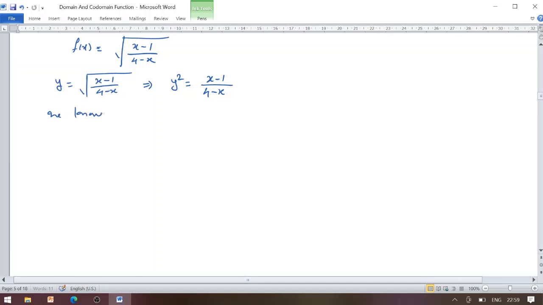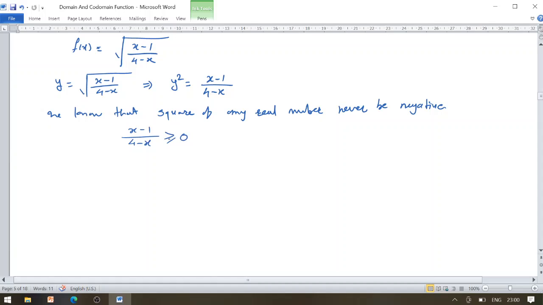So we know that the square of any real number can never be negative. So look once carefully here. What about now the condition on (x minus 1) divided by (4 minus x)? So y square value can never be negative. So ultimately (x minus 1) divided by (4 minus x) is greater than or equal to 0.